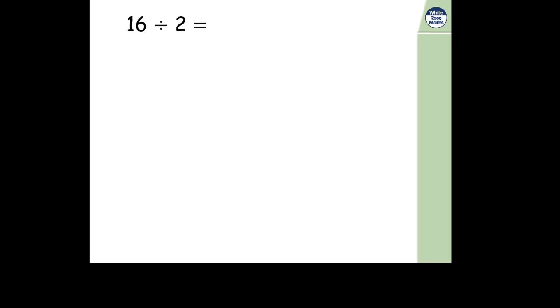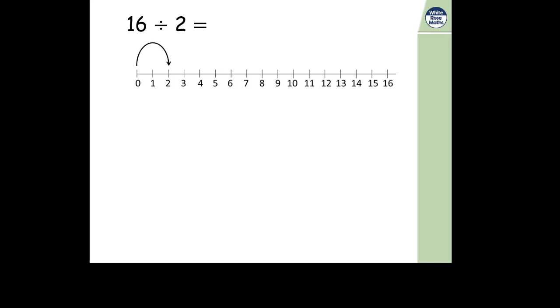Okay, let's carry on. So 16 divided by 2. We're going to use a number line to do this. So remember from yesterday, 16 is the number that we want to get to. Okay, and we're going to jump here. Here we're going to do it both ways. We're going to go forward to start with, because counting in 2s is easier going forward than backwards.